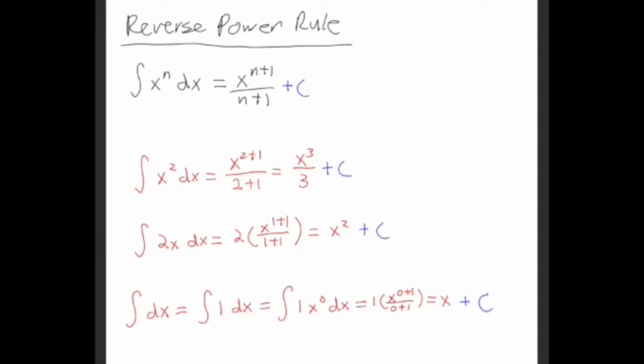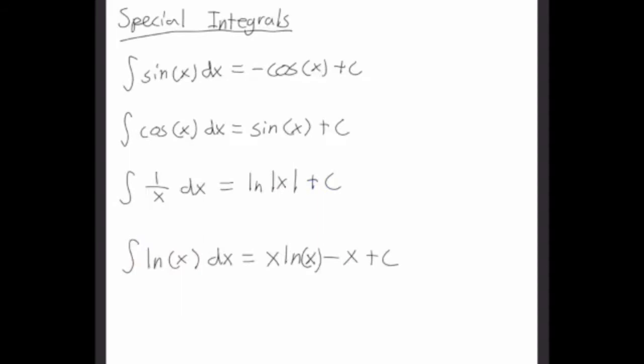Integral of just dx, this is the same as integral of 1 dx, which is the integral of 1 times x to the 0 dx. So you do 1 times x to the 1 over 1, which is just x plus c. So special integrals are just the same as the special derivatives, just the opposite. So integral of sine of x dx becomes negative cosine, cosine becomes sine, 1 over x becomes ln of absolute value of x plus c, and integral of ln of x becomes x ln of x minus x plus c.